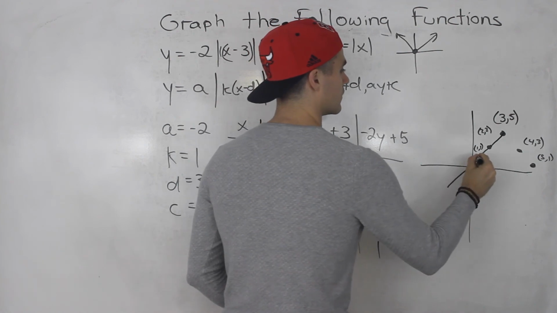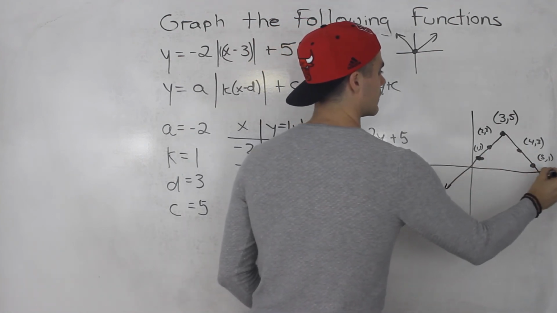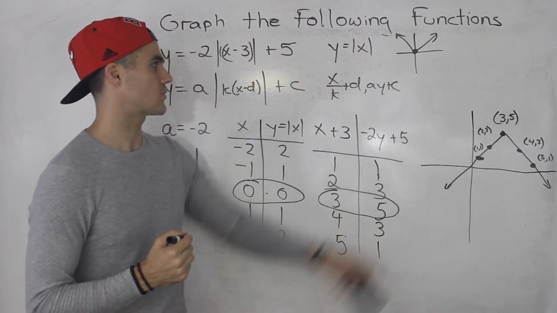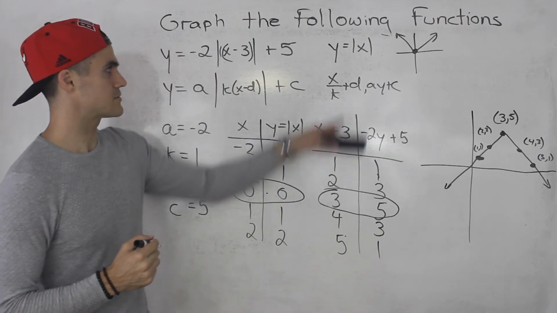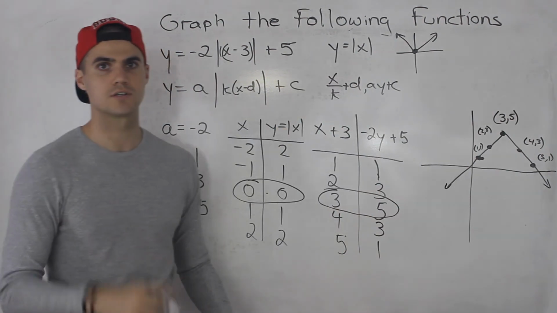So it looks something like that. That is the transformed function, right? So absolute value x, take that table, transform it, plot the points, you get your function.